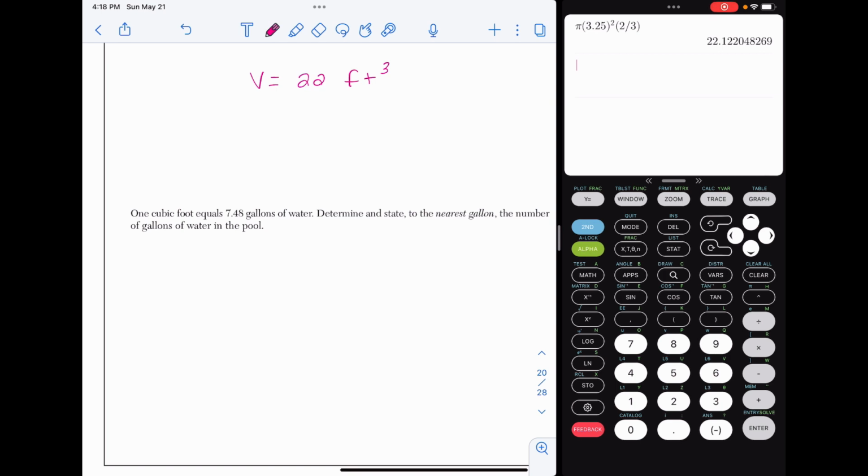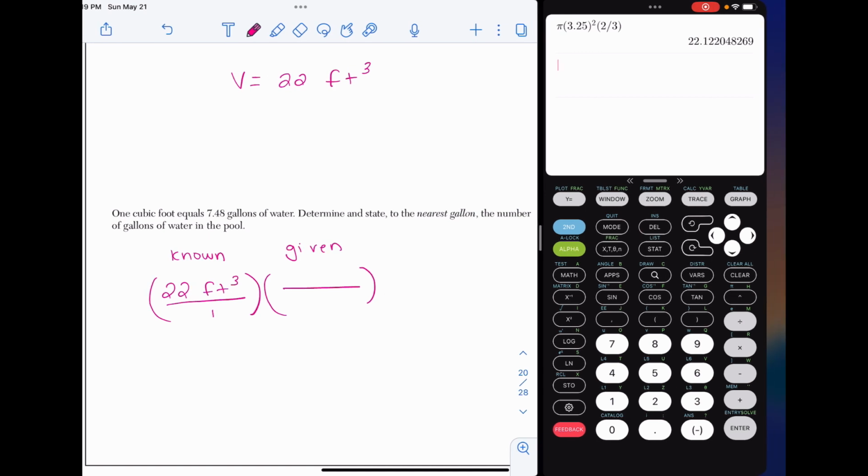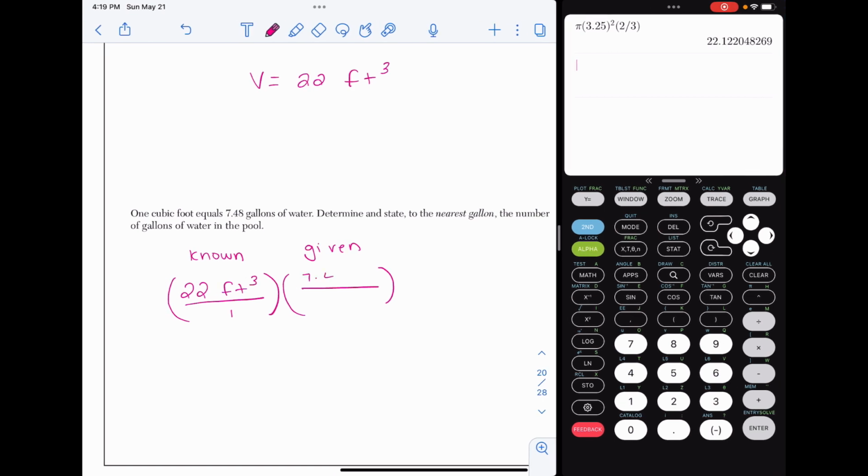So what I like to do for this question is take the value that we know, so in this case the 22 cubic feet, and put it over 1. So this is like our known fact. And then this is our given fact in the problem. We are given that 1 cubic foot equals 7.48 gallons. So I have to insert those two pieces of information into this fraction, but I have to do it strategically.